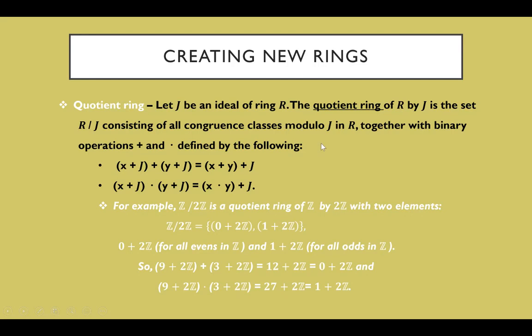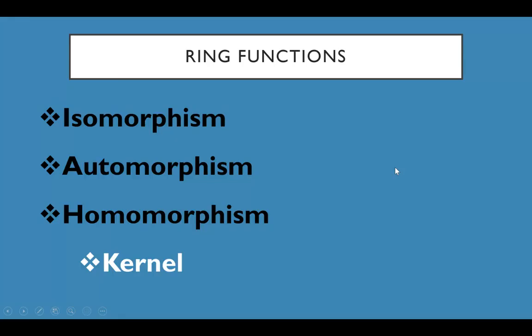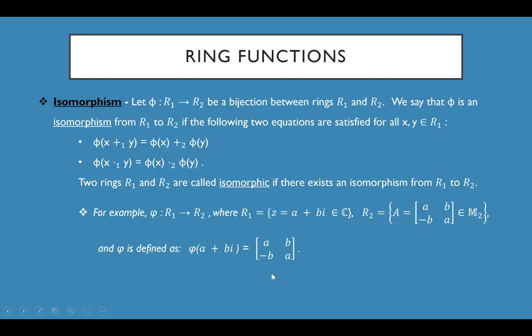So you can think of quotient rings similar to cosets in groups. And that takes us to the next section. So we've looked at creating new rings. We're going to look next at ring functions. And we're going to highlight isomorphisms, automorphisms, and homomorphisms. And in this section, we'll also introduce the idea of kernel.